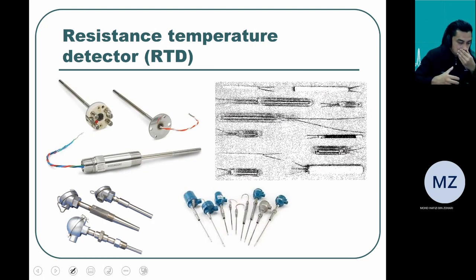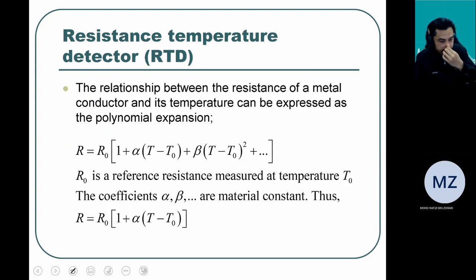This is actually another example of temperature detector or measurement. And then this is actually an equation that involves the RTD. Like I said, RTD is based on the resistance, so it always measures the resistance, and it relates with the voltage.